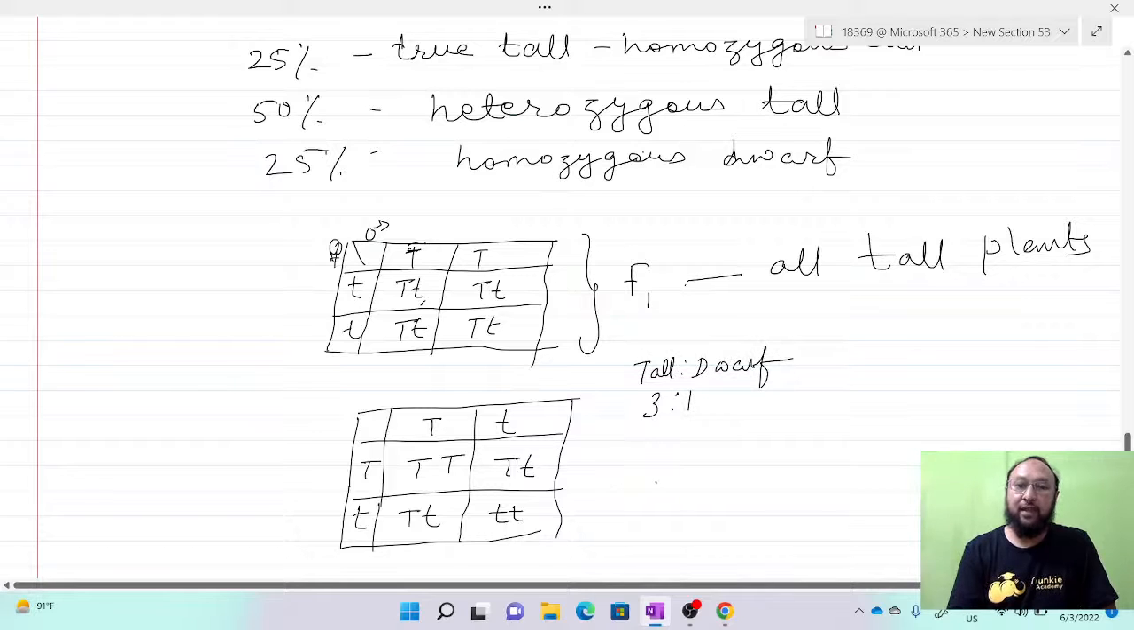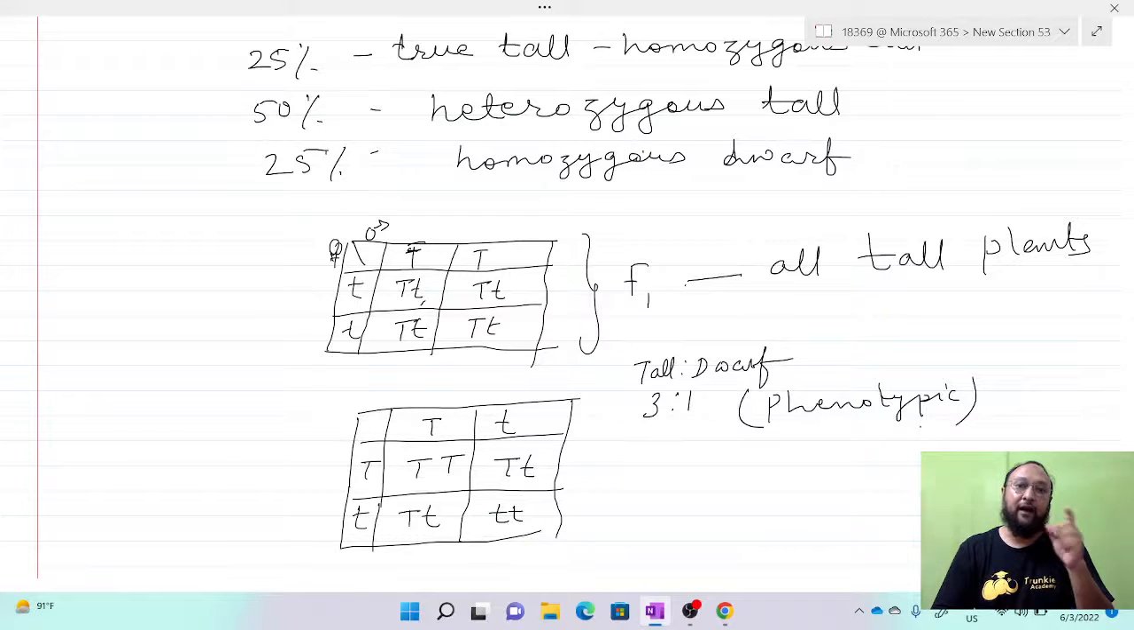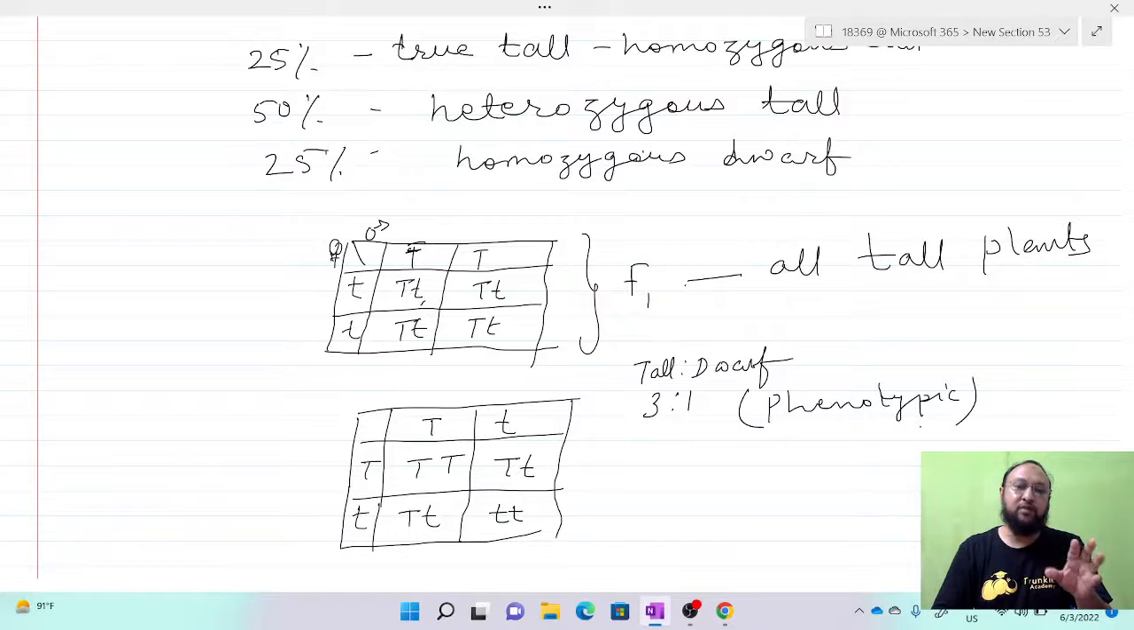Okay. And then again, this is the phenotypic ratio. Why? Because phenotypically we are observing 75% are tall, but actually only 25% are homozygous tall, and 50% out of that 75% are heterozygous tall. That means out of the 75%, 25% are homozygous tall and 50% are heterozygous tall.